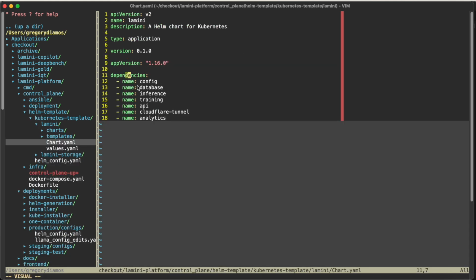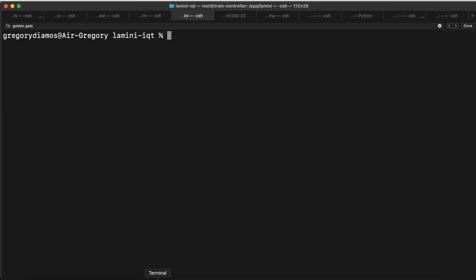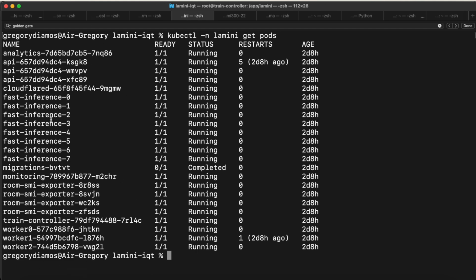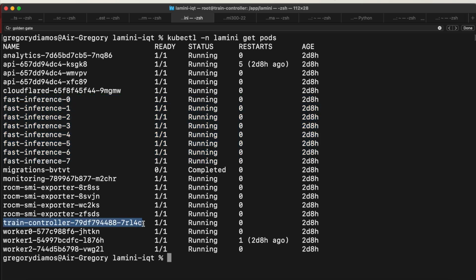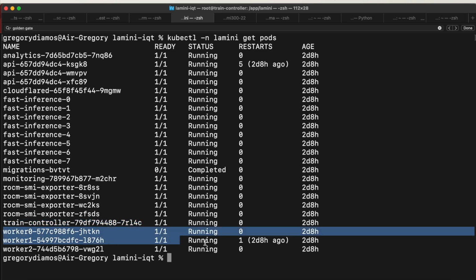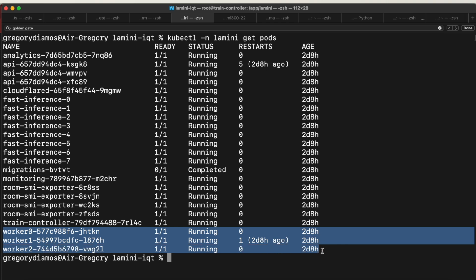You can look at the chart. It's going to have the services that we can then Helm install, and we can get our pods up and running. 8 inference workers that are running on 8 different GPUs that can be used to run inference. We have a training controller that allows us to do tuning and memory tuning. And we have 3 worker nodes that add up to 24 GPUs that can be used for training, tuning, memory tuning.